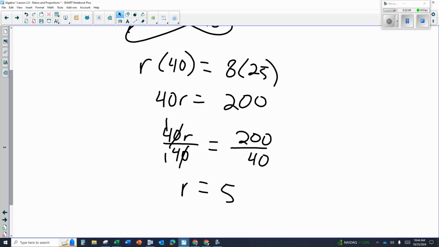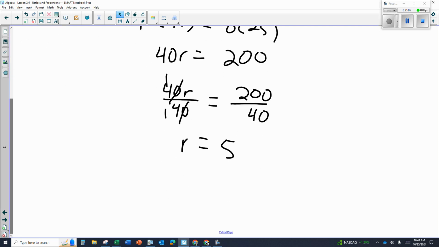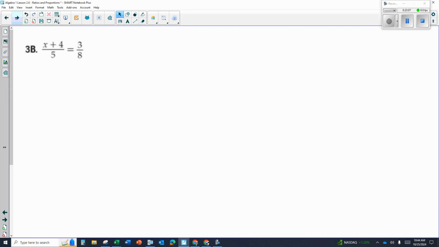And if we go back to the original, 5 divided by 8, substitute 25 times 40. Well, we know 5 times 40, we just did that, that's 200, and 8 times 25 is 200, so that is correct. All right, let's take a look at guided practice 3B.